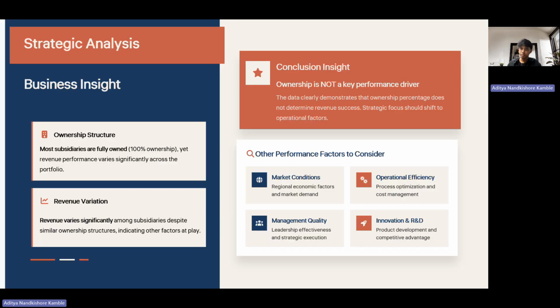Strategic analysis. The main takeaway is that ownership is not the key driver of subsidiary performance in P&G. Even though many subsidiaries are fully owned, their revenue varies widely. This suggests that other factors are more important, such as marketing conditions, operational efficiency, management quality, and innovation and R&D. For business, this means decisions should focus more on these performance drivers rather than ownership structure alone.